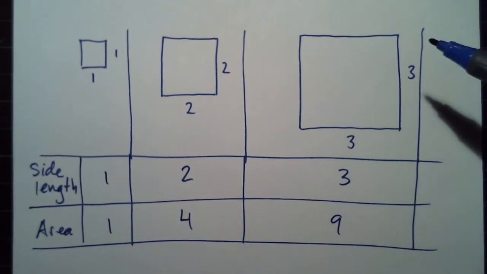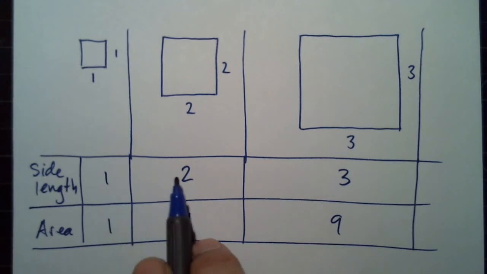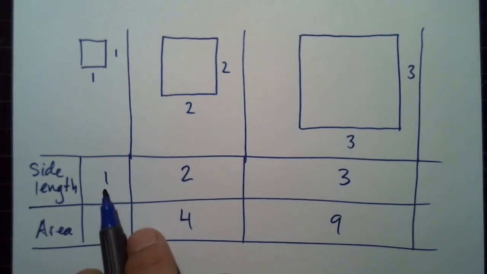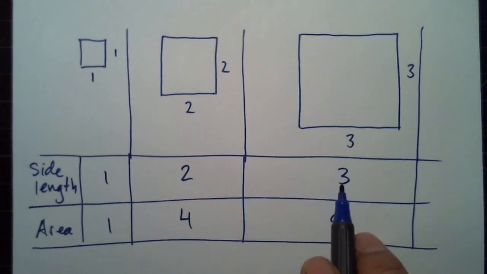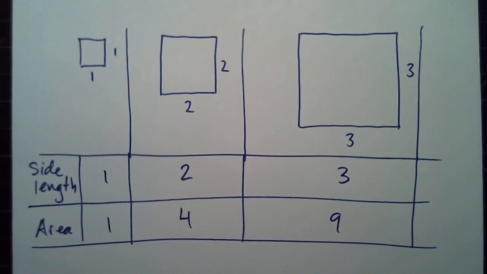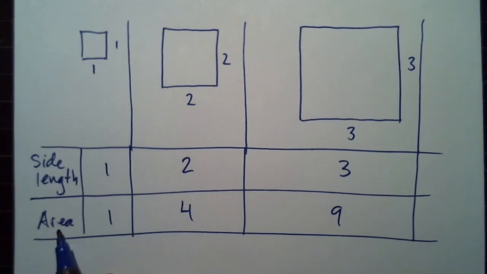And if we double the side length, then we have 4 times the area. If we triple the side length, we have 9 times the area. So the change in area is related to the change in the side length, but they're not equal. So that's why we call these related rates.